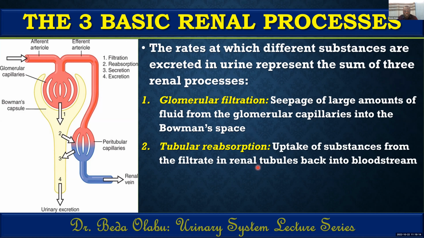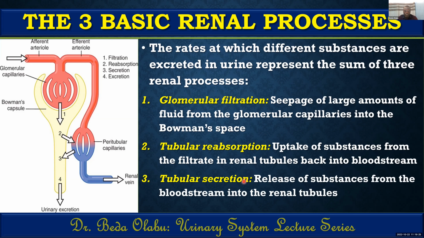Then we have tubular reabsorption, which is the uptake of substances from the filtrate in the renal tubules back into the bloodstream in the peritubular capillaries. And lastly, we have tubular secretion, which is the release or further release of substances from the bloodstream into the renal tubules, not necessarily through the renal corpuscle. So step one is what you see there as glomerular filtration. Step two is uptake from the renal tubules to the bloodstream. And step three is substance from the bloodstream entering the renal tubule, tubular secretion.